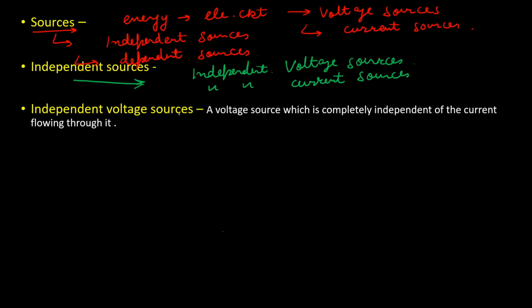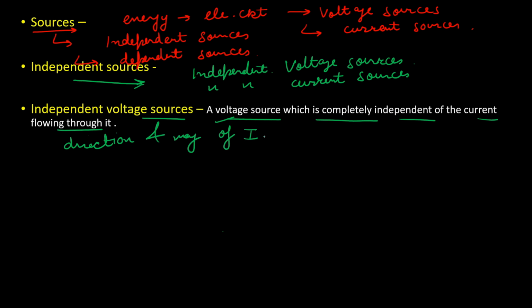So what is an independent voltage source? A voltage source which is completely independent of the current flowing through it. The value of the voltage is independent of the direction as well as the magnitude of the current flowing in a circuit. Then that particular element is known as an independent voltage source. So this is the basic symbol of an independent voltage source.